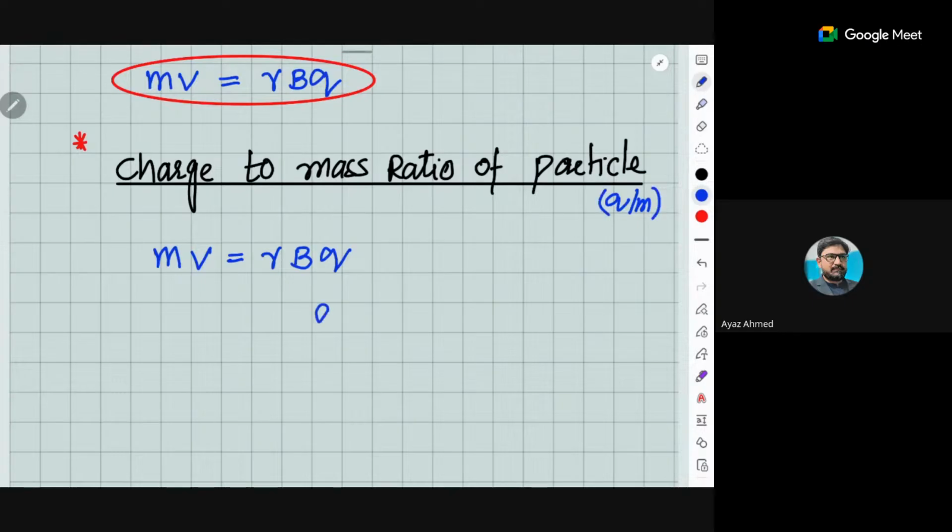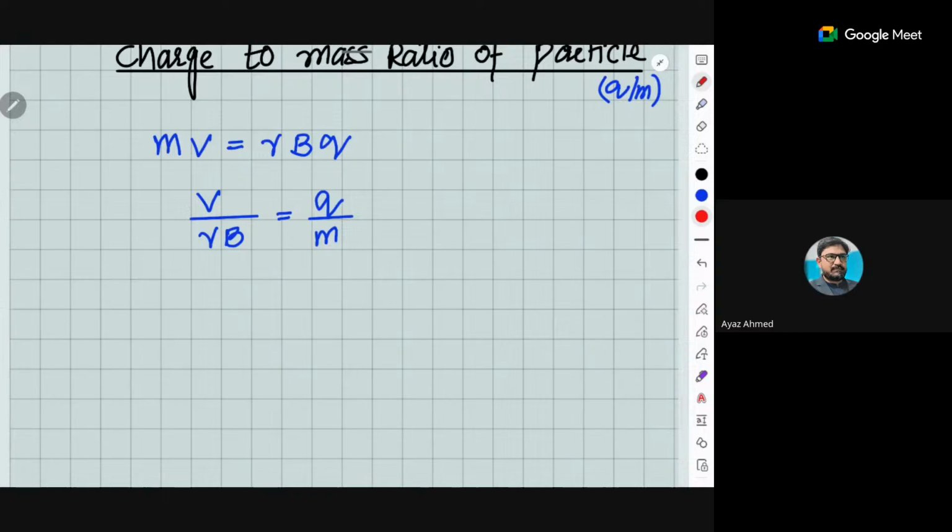So from here, q will be written as it is, m will be divided with q, and on the other side v will be divided by r times B. So this is the equation which tells you about the charge to mass ratio. But this is not the final destination. The charge to mass ratio means something. How can we find the charge to mass ratio?